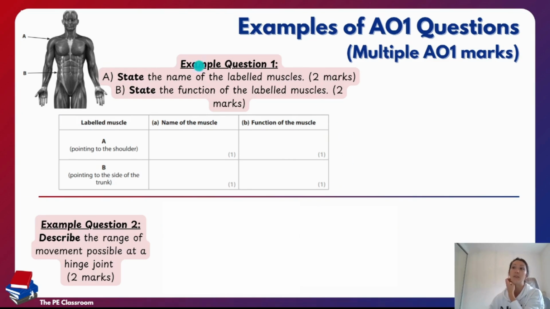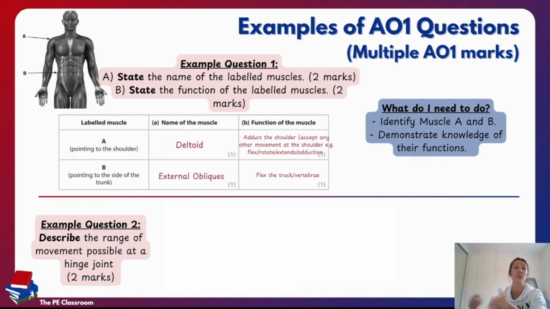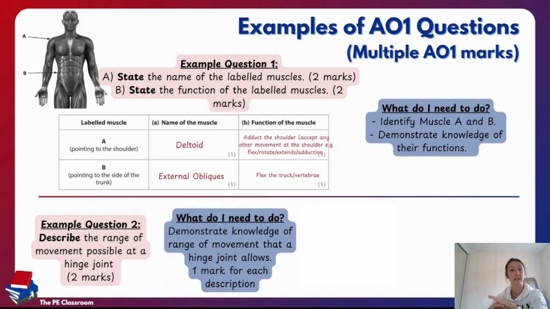You'll be familiar with this as a table, I'm sure, if you've done lots of practice questions before. So you've just simply got to identify the muscles and demonstrate your knowledge of the functions, okay? And there are the answers there. Similarly to the hinge joint question, again, demonstrate that knowledge of the hinge joint, and that's just nice and easy.